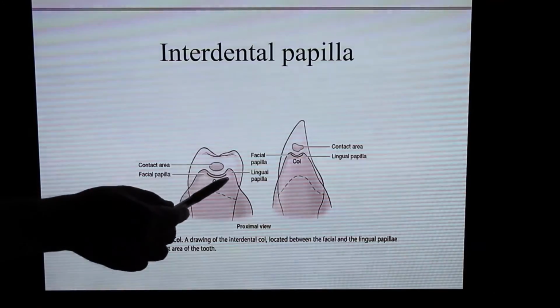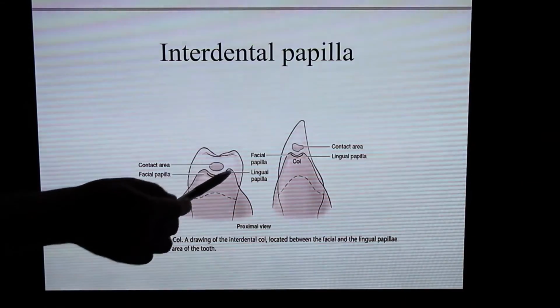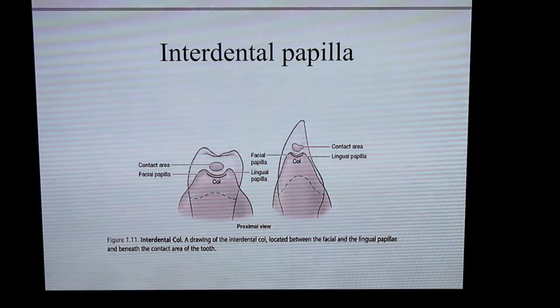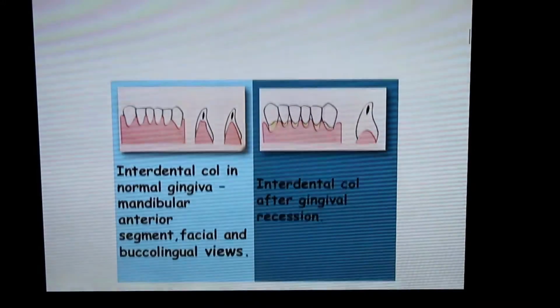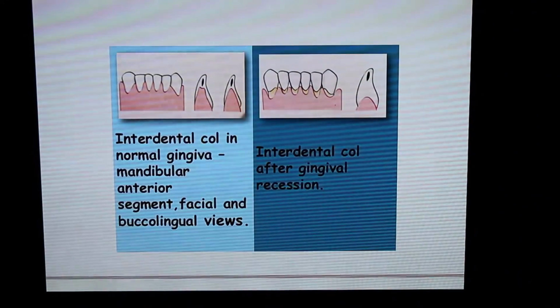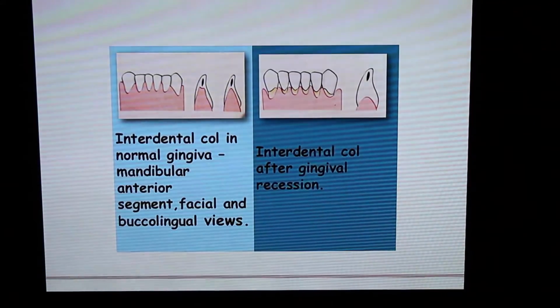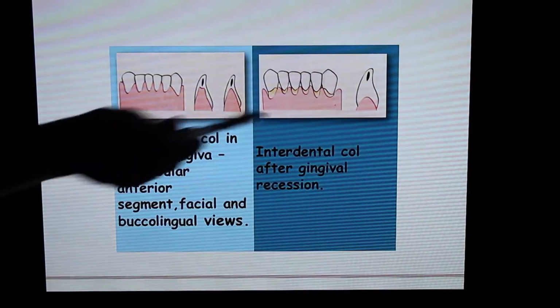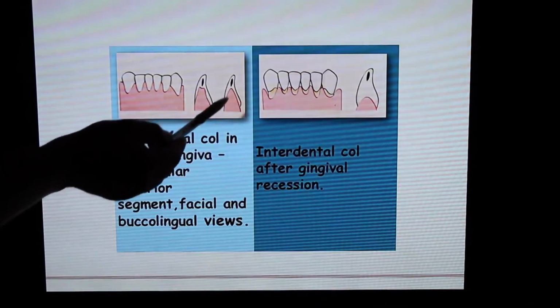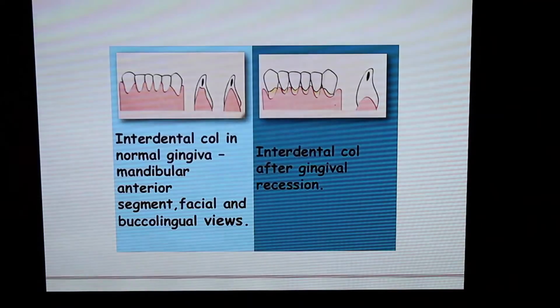You can notice that this is sagging from here because of the presence of the contact area, but the col will be absent. See, this is the contact area, this is the col. But the col will be absent in those teeth which have no contact areas or have recession. You can see here, this col is absent and it is in the shape of a pyramid. It is called pyramidal shape.